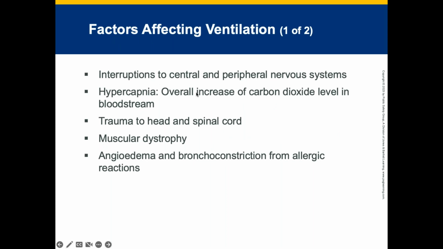So factors affecting ventilation. Many intrinsic or extrinsic factors cause airway obstruction, right? So there are interruptions to the central and peripheral nervous system that also have an effect on the ability to breathe efficiently. Hypercapnia, high levels of carbon dioxide, overall increases of carbon dioxide levels in the bloodstream. Hypocapnia obviously would be low, right? Trauma to the head and spinal cord can also interrupt nervous control of ventilation. Muscular dystrophy causes degeneration of muscle fibers, slowing motor development and loss of muscle contractility.